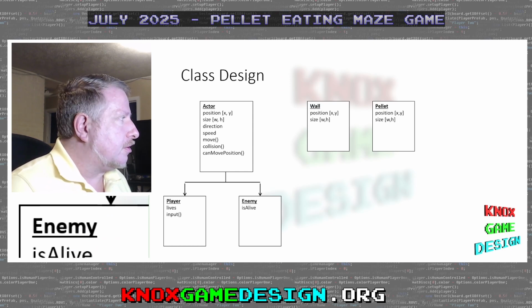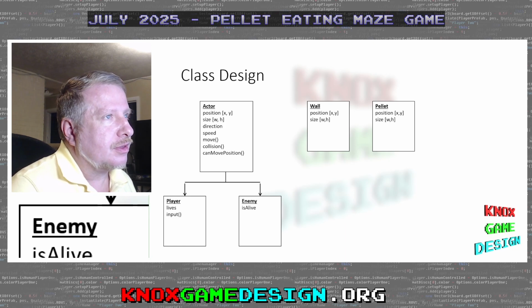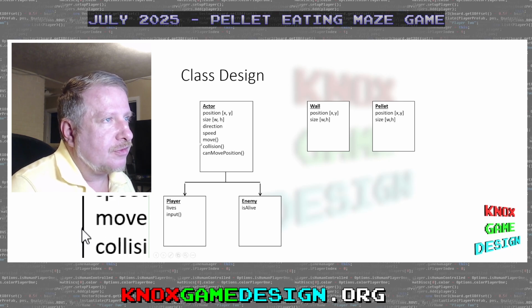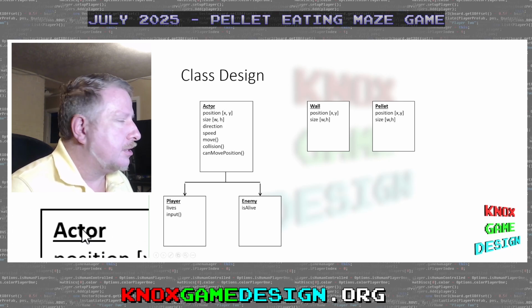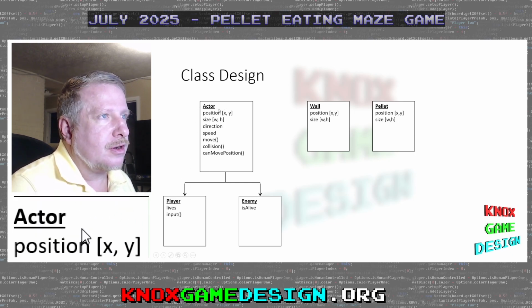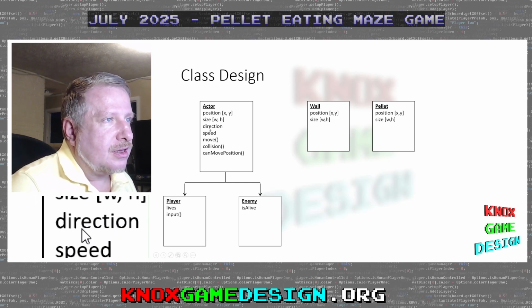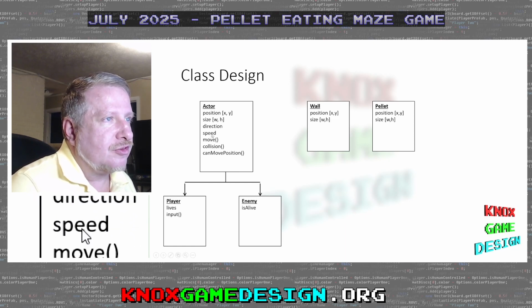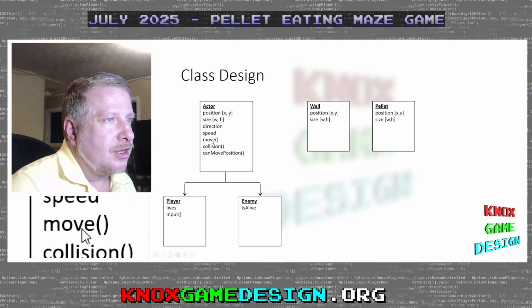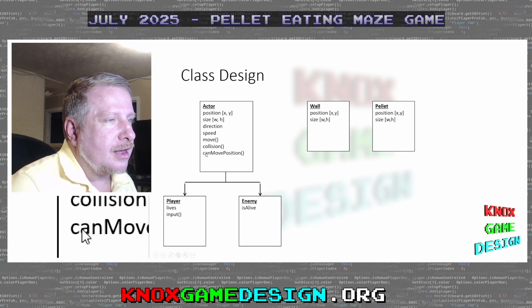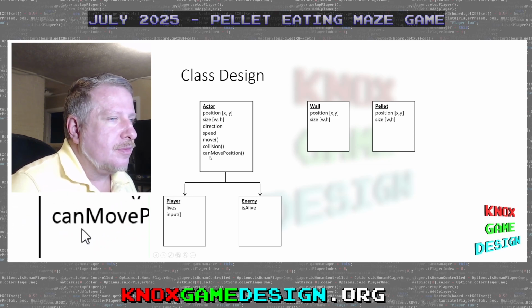So first of all, here's a design that I came up with, a class design. We're going to have a player and enemies, but both of those are going to inherit from an actor class right here. Under actor, we've got a position, size, the direction that actor is moving, speed, how fast it's moving, a move method, collision method, and a can move to a position method.